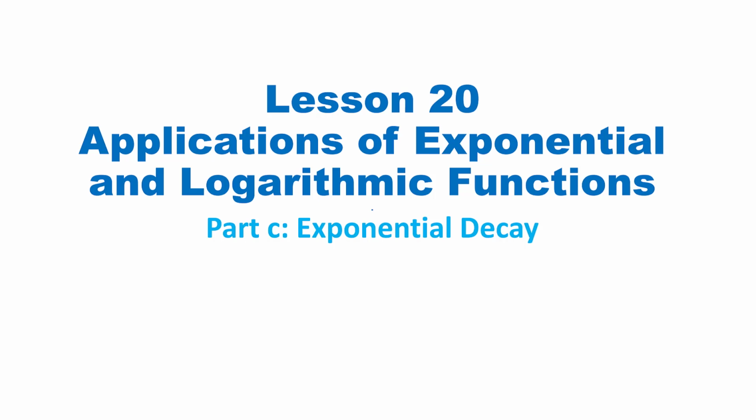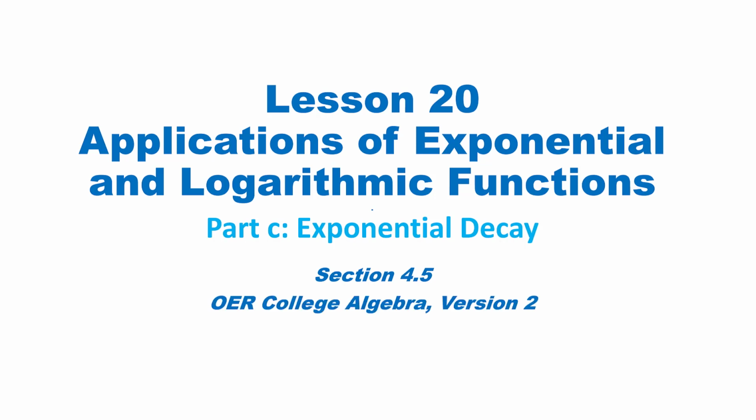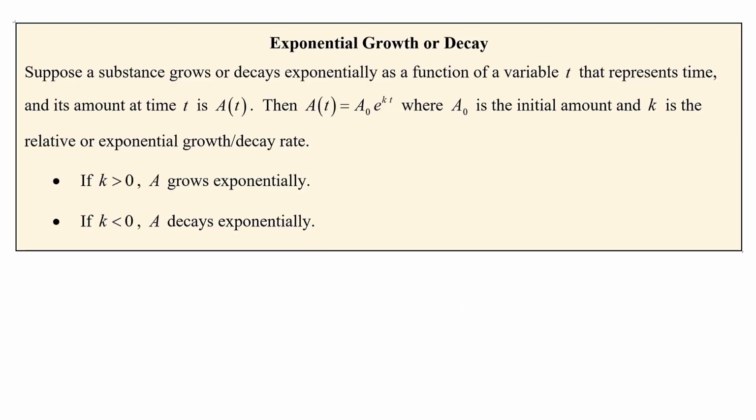Precalculus Lesson 20, Applications of Exponential and Logarithmic Functions, continues with exponential decay. This is from section 4.5 in the college algebra textbook. We return to the formula for exponential growth or decay, which is A(t) = A0 e^(kt), noting that the formulas for growth and decay are the same. The only difference is that now for decay, k will be less than 0. So our constant k is negative if we have exponential decay.